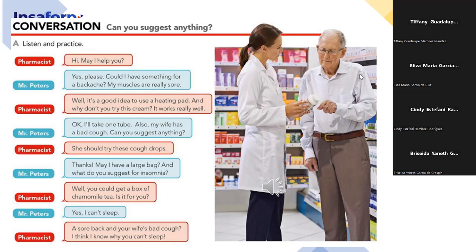Also, my wife has a bad cough. Can you suggest anything? You should try these cough drops. Thanks. May I have a large bag? And what do you suggest for insomnia? Well, you could get a box of chamomile tea. Is it for you? Yes, I can't sleep. A sore back and your wife's bad cough? I think I know why you can't sleep.